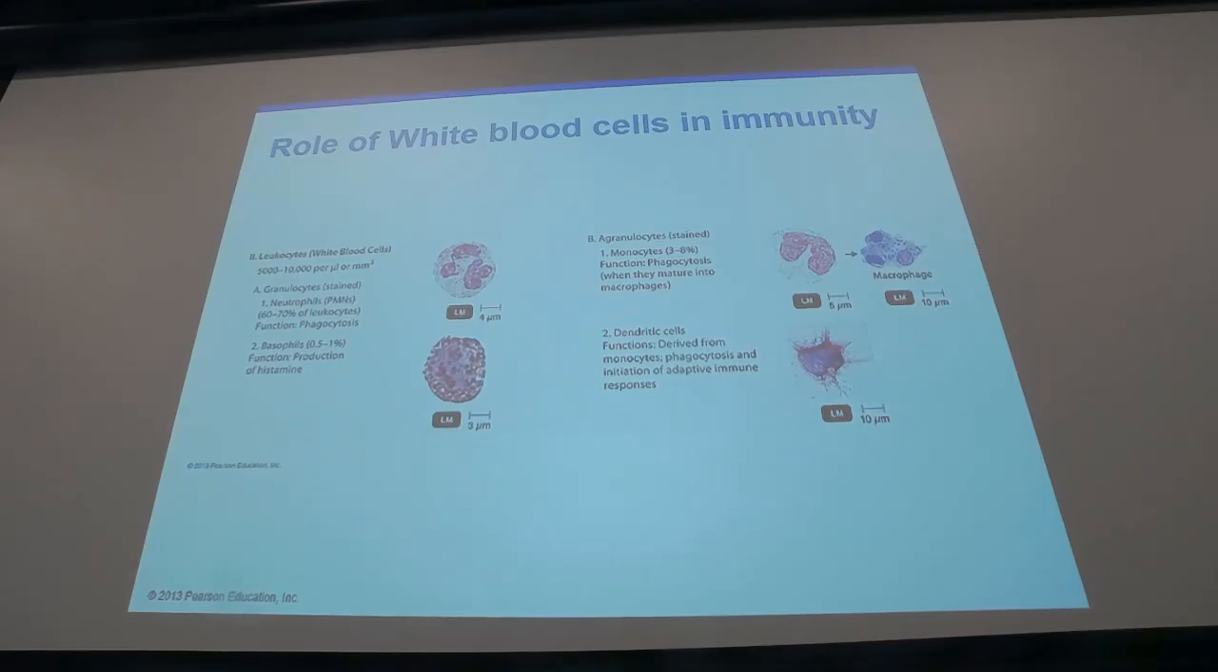Now, anything that is above typically ends in -osis. You call it leukocytosis, lymphocytosis. And anything that is dropping, you call it -penia. So you can have, for instance, lymphopenia.